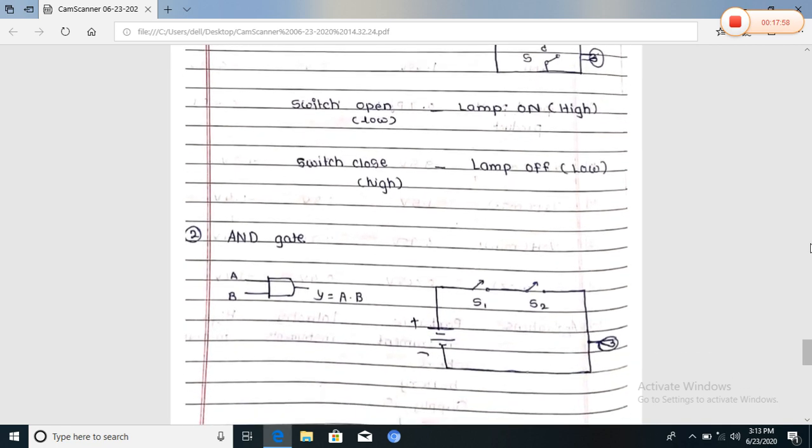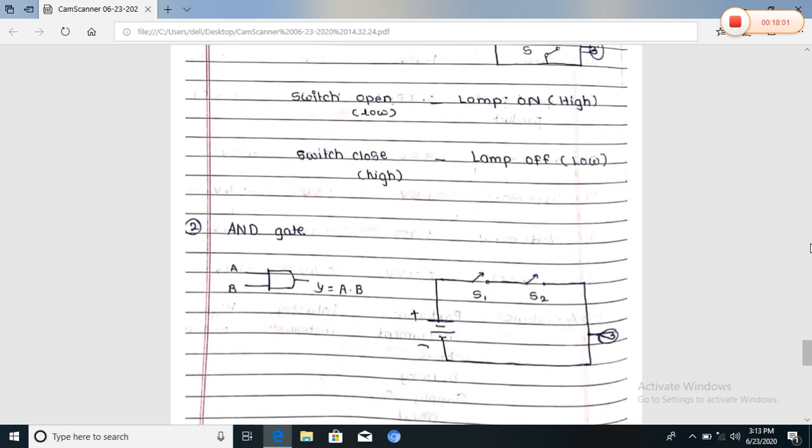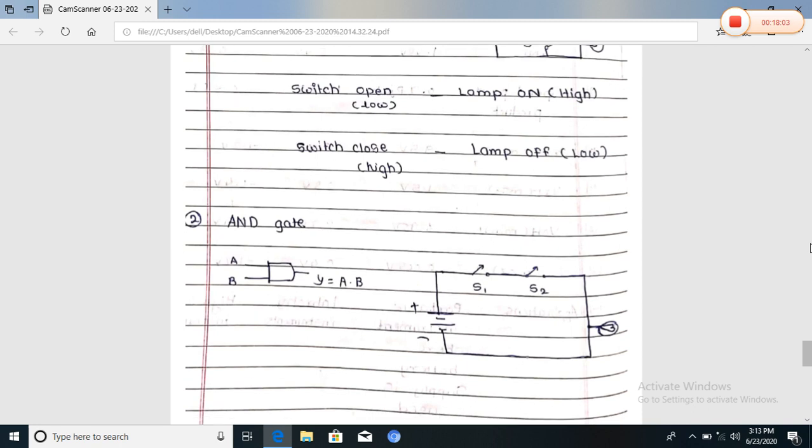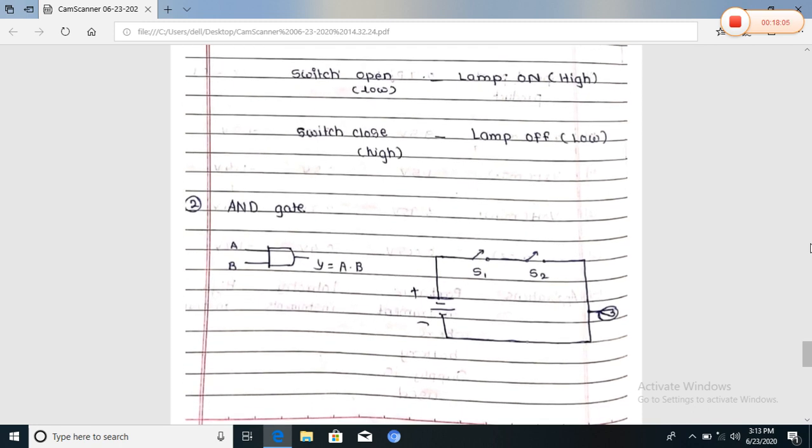Next, AND gate. For the AND gate, there are two inputs A and B. Output is A into B. The AND gate is one of the logical operators and it performs logical multiplication on its inputs, having two or more inputs and only one output.